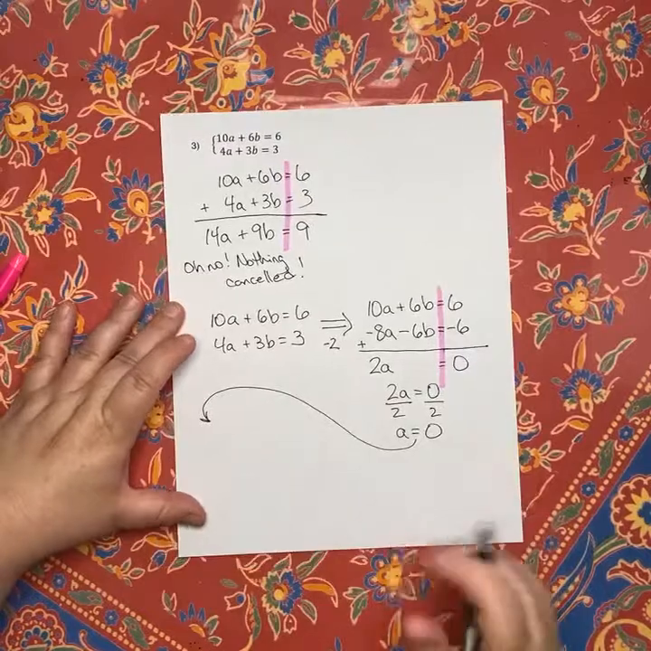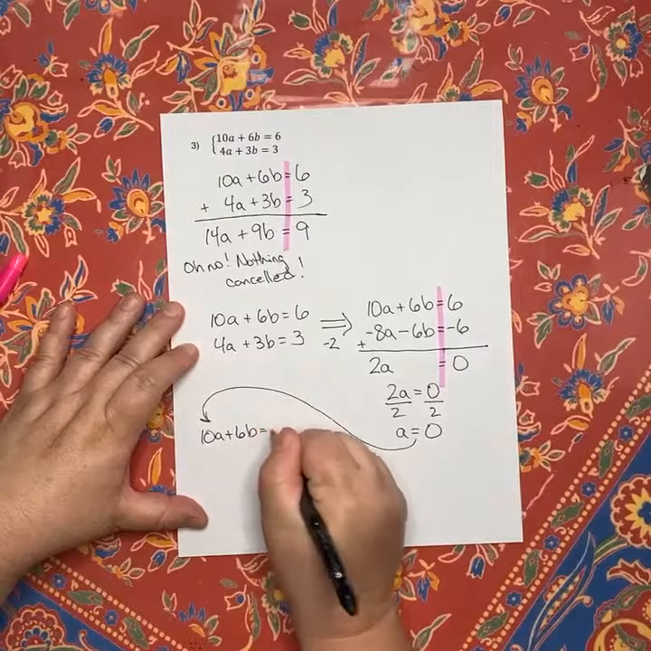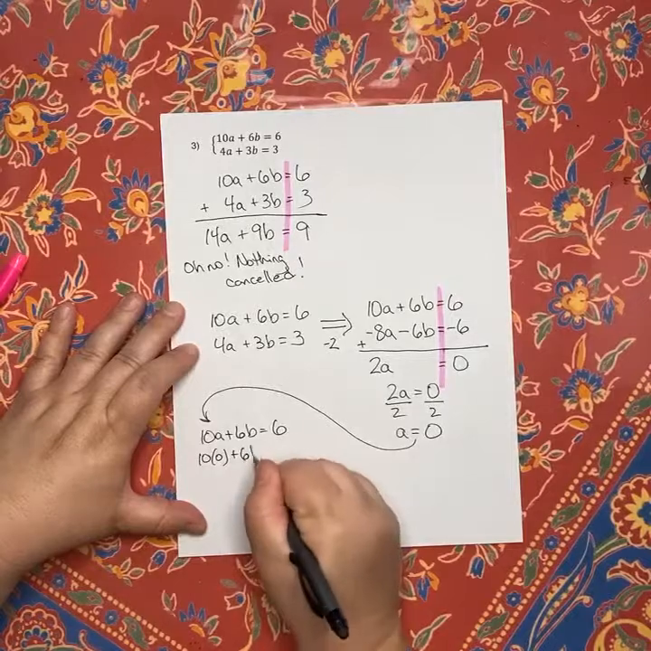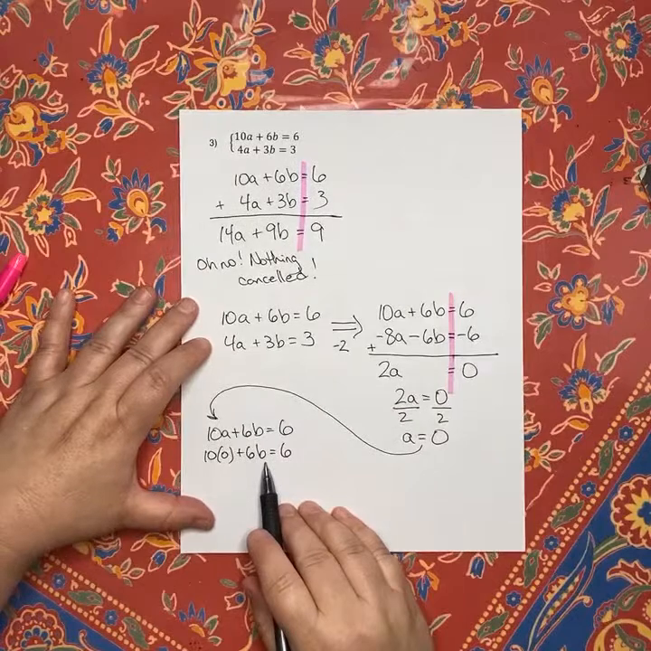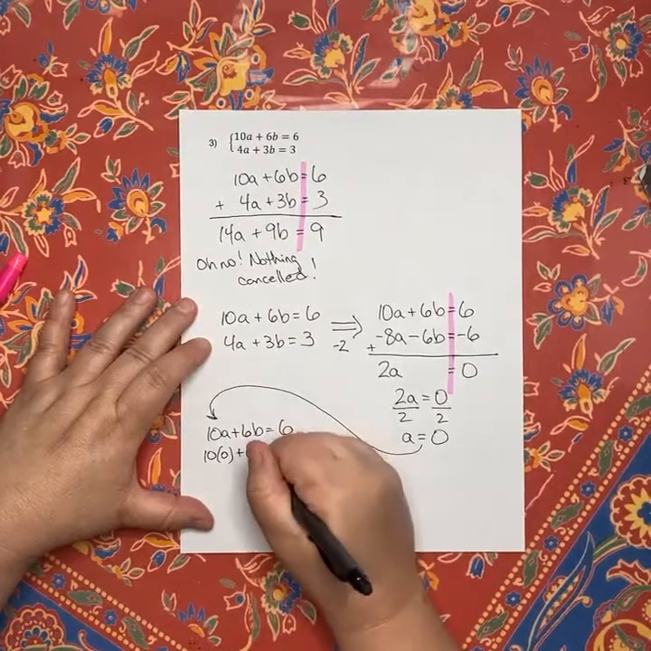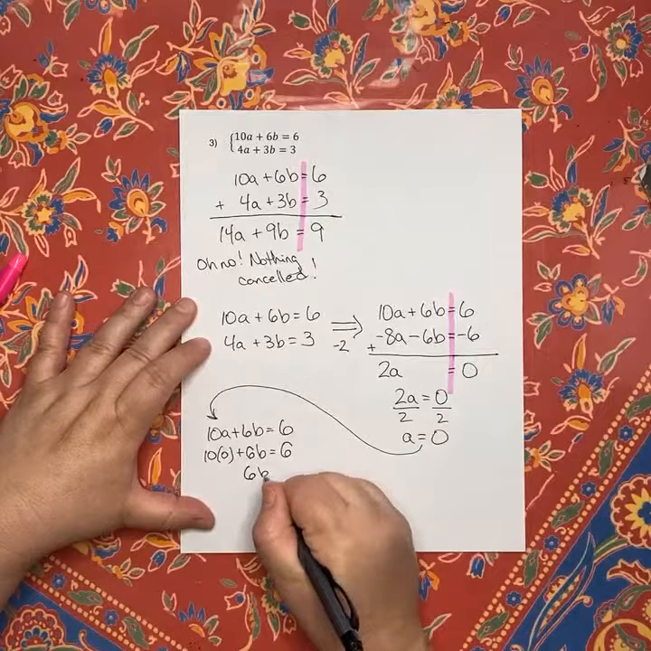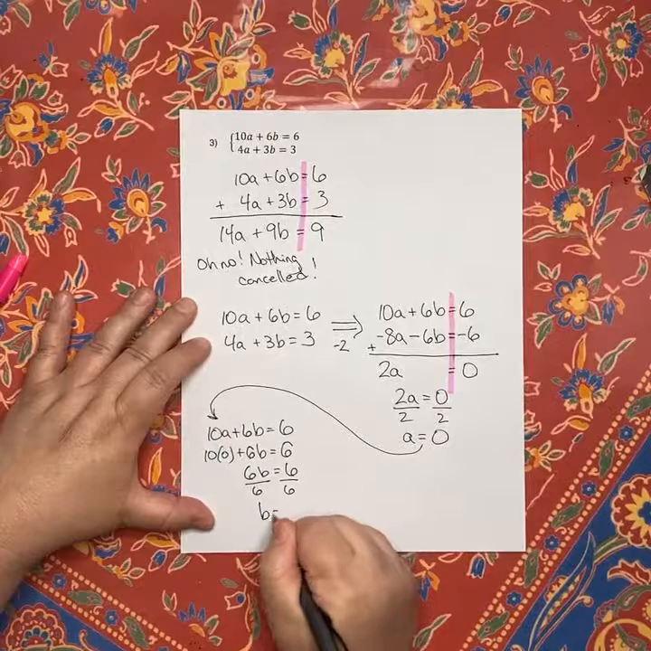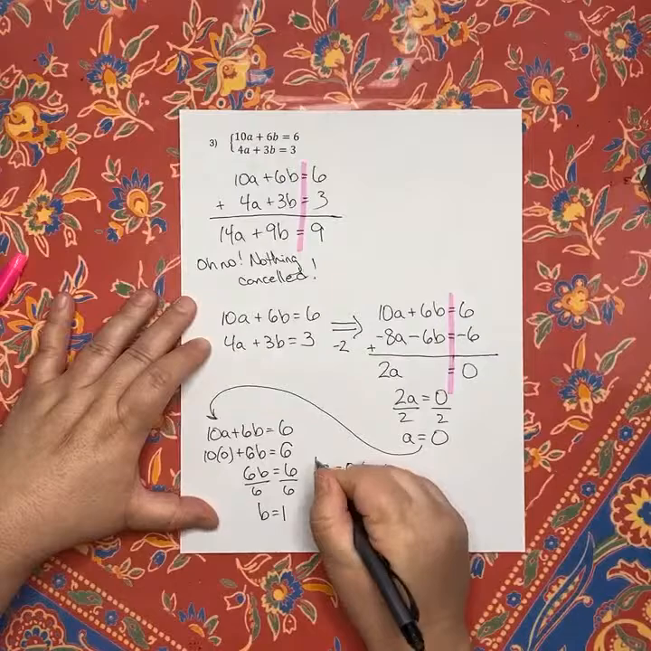Okay, I'm going to give myself some more room. Come over here. 10a plus 6b equals 6. A is 0, so 10 times 0 plus 6b equals 6. This is a little tricksy, and I know my b's and my 6's come very close to each other. So you may want to make your 6's extra floppy so you can tell what a 6 is and what a b is. Just be careful. 6b equals 6. B equals 1. So my answer is A equals 0, B equals 1.